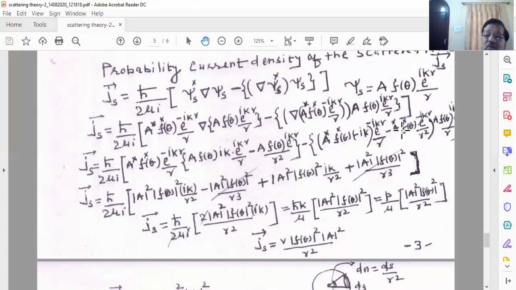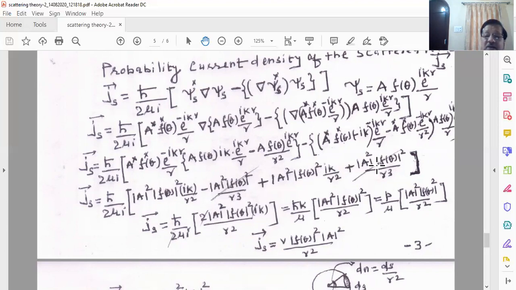Similarly, if you multiply this factor with this factor, a star a gives you mod a square, f star theta f theta gives mod f theta square, and 1 upon r square into 1 upon r gives 1 upon r cube. E to the power of minus ikr and e to the power of plus ikr, which is here, gives you 1. So you will have four terms: term number 1, term number 2, term number 3, term number 4. Term number 2 and term number 4 are equal with opposite signs, so they cancel each other.